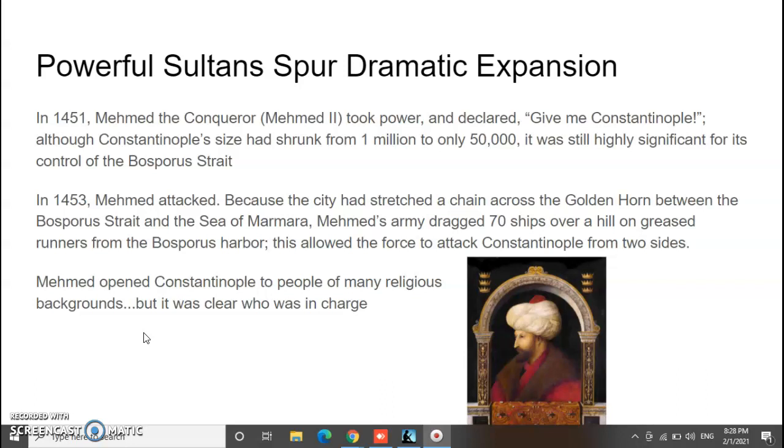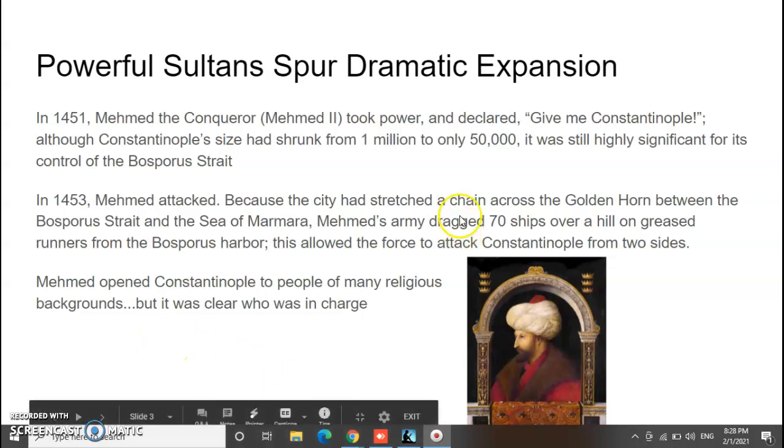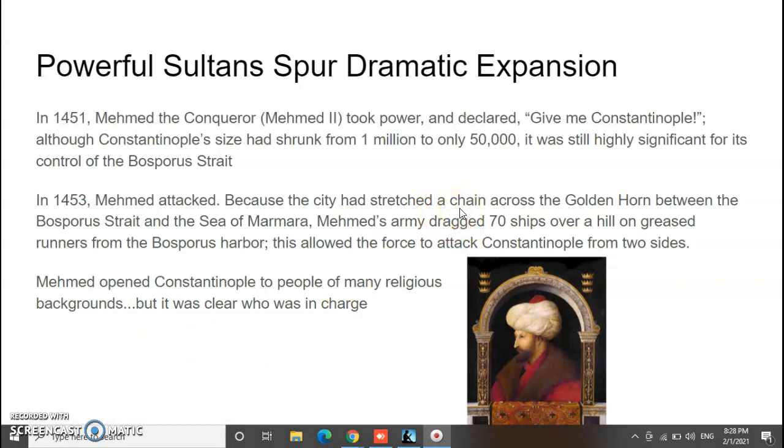So Mehmed attacks. And the city did have this pretty interesting device, which was that they stretched a chain across the Golden Horn. So it's actually stretched across a strait. A strait is a really narrow body of water that is naturally occurring. And so they stretched this between the Bosporus Strait and the Sea of Marmara. What that does is it blocks ships from being able to come into this sea. But what does he do?